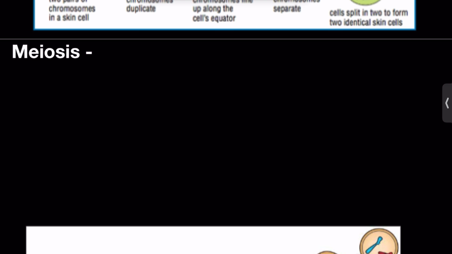So the next one we have is meiosis. And meiosis specifically occurs in the reproductive system. So this is the first difference between meiosis and mitosis. For females, meiosis will occur in the ovaries where the egg cells are being produced, and in males, it will occur in the testes where the sperm is being produced. And meiosis produces 4 gametes.